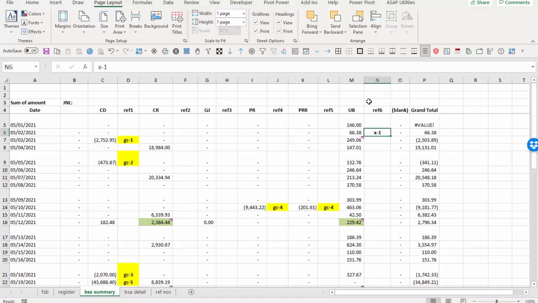Online payments have the UB code in the general ledger. Then we repeat the process for the remaining deposits per the bank statement.